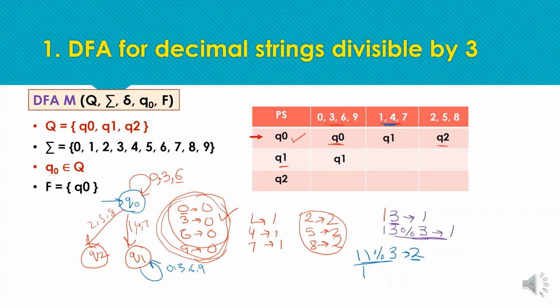Let's check for another input as well. 14 modulus with 3, we are having the same remainder as 2. So we need to move to the state Q2. We can mark the transition to Q2 from this Q1 for input symbols 1, 4 and 7. Don't worry if the transition diagram is not clear to you. We will be having a clear diagram in the next slide.